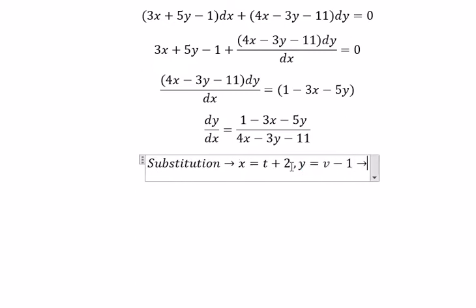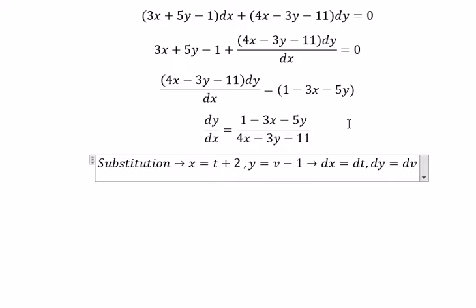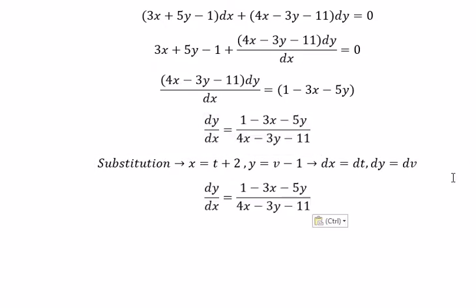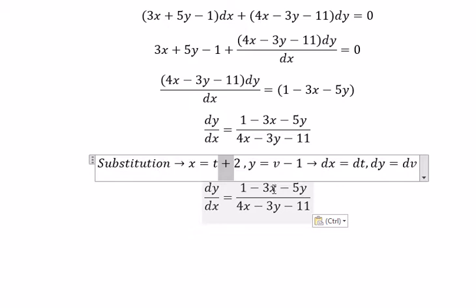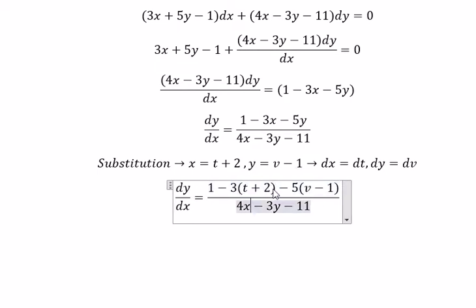If we first take the derivative on both sides, we get ds equal to dt, dy equal to dv. So we put this one in here, and y equal to v minus 1. dy we change for dv. ds we change for dt.